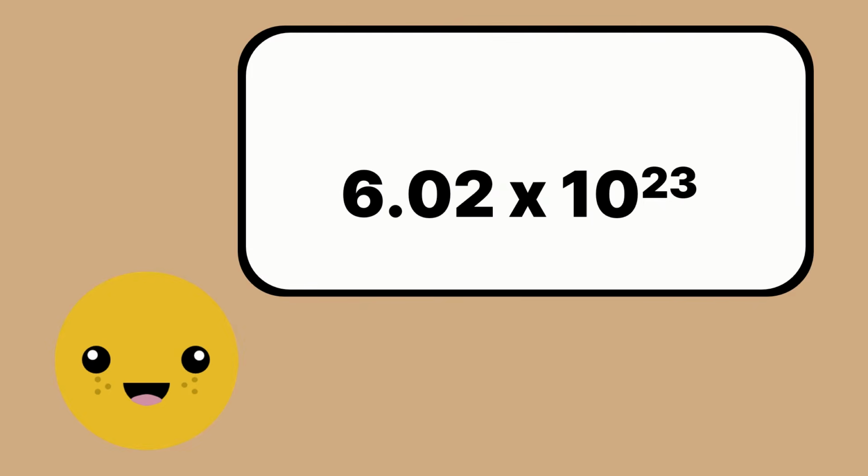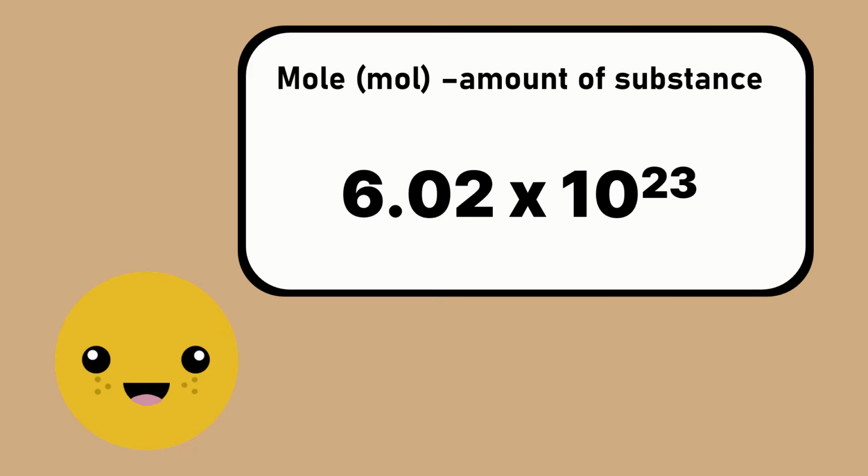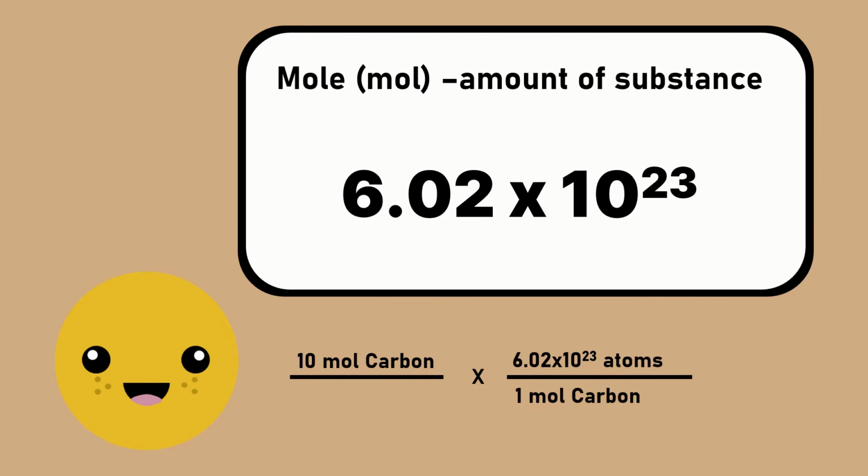The mole, which is abbreviated mol, which represents the amount of a substance. A very important number correlated to the mole is Avogadro's number, which is 6.02 times 10 to the 23rd. This number can be used as a conversion from moles to number of atoms. For example, if you have 10 moles of carbon, you can find out how many atoms there are through using Avogadro's number and dimensional analysis.